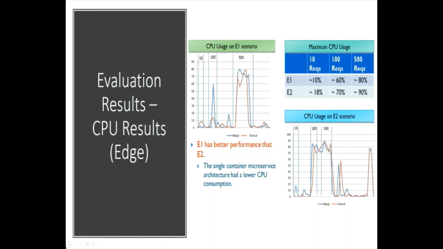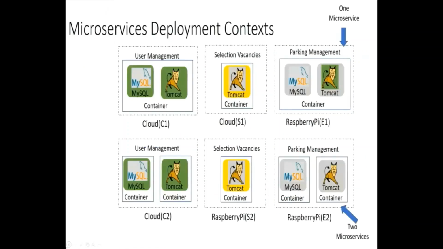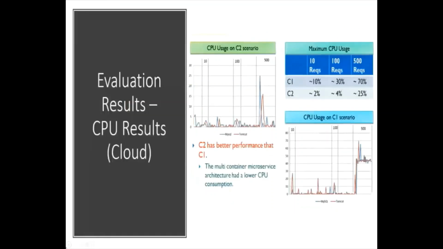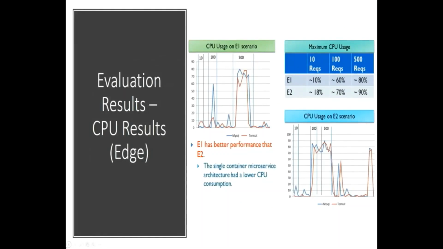Now this is the second experiment, where we had the parking management service running in E1, with both Tomcat and MySQL running in the same container, and here in E2 they're running in different containers, but on the edge. And our observation was E1 has better performance than E2.